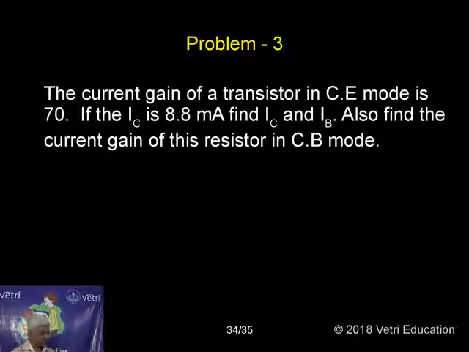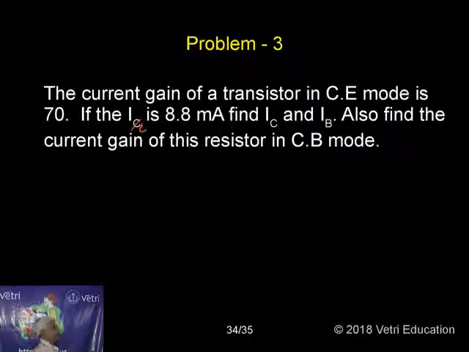The question: the current gain of a transistor in CE mode is 70. If the emitter current, otherwise you can change this to IE, is 8.8 milliampere, find IC and IB, the collector current and the base current. Also find the current gain of this transistor in CB mode.